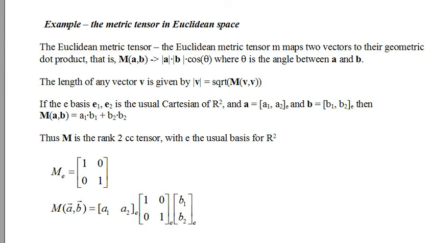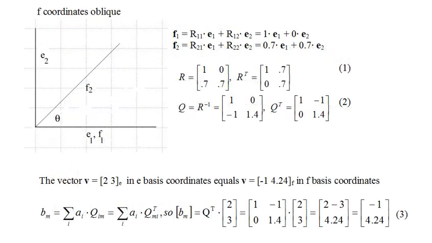When the basis for R2 is the usual Cartesian basis, the metric tensor is a rank 2 type CC tensor, the identity matrix in component form. We will calculate the f-basis components of the metric tensor for an example with an oblique f-basis and check that the components are correct. Line 1 shows the direct transformation matrix mapping the e-basis vectors to the f-basis vectors. Line 3 shows the calculation of the f-basis components corresponding to the 2, 3 vector and e-basis components. The f-basis components are -1 and 4.24.